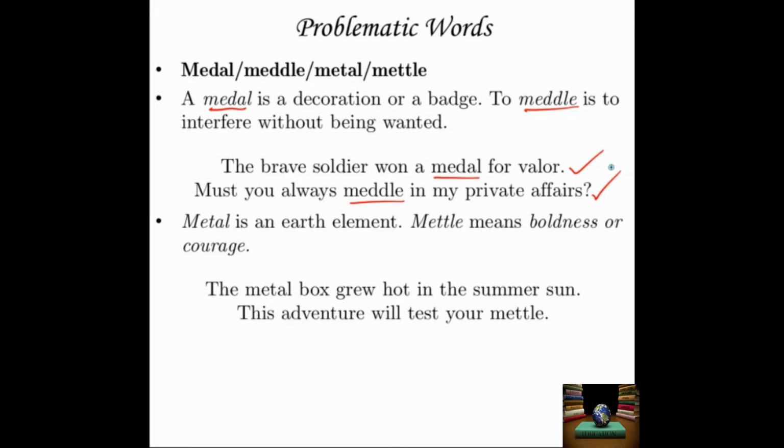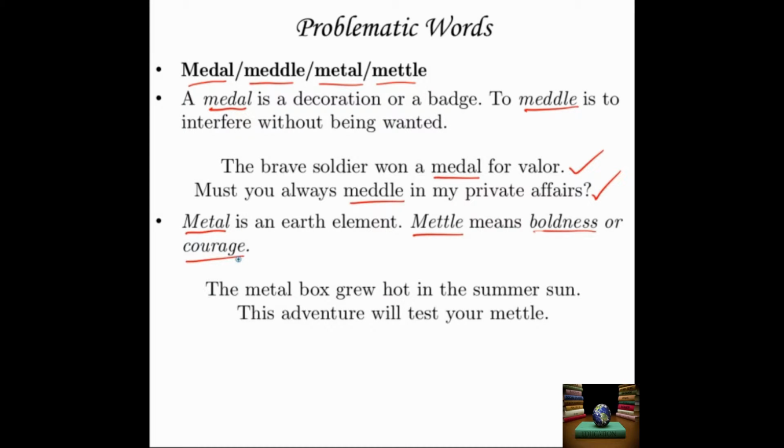Now you come to metal and mettle. Now, a lot of English speakers will say all of them in exactly the same way. They all kind of come out "metal," especially Americans. Well, they don't mean the same thing. And if you want to be extra correct, say the D for two of them and the T for two others. So metal is an earth element. Think iron or copper. Mettle, no A, means boldness or courage or the quality of a person.